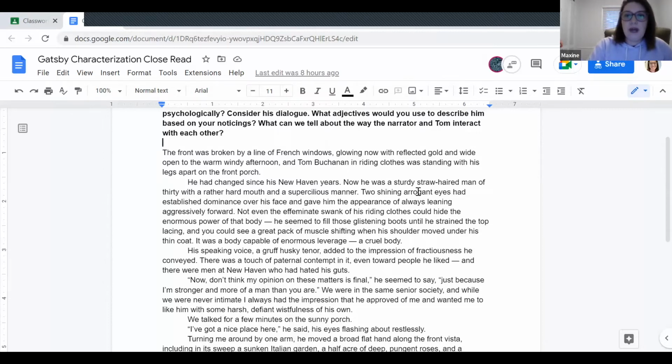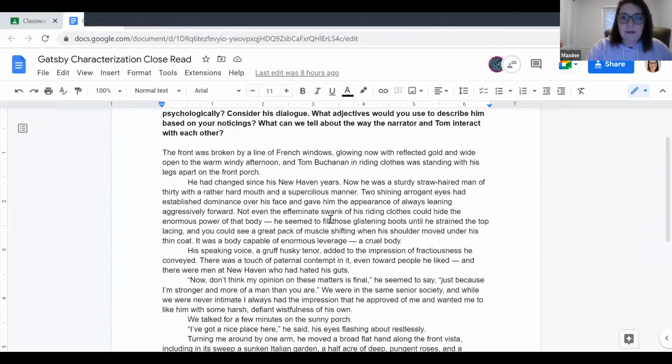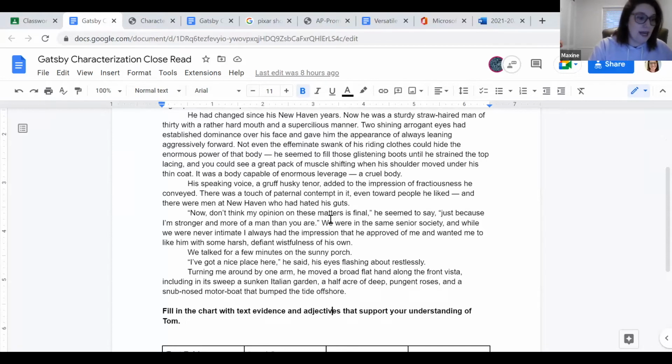Not even the effeminate swank of his writing clothes could hide the enormous power of that body. So kind of like what you described, where you were saying he's pretty masculine. It talks about how he is dominant, proud, not easily intimidated. It says he seemed to fill those glistening boots until he strained the top lacing, and you could see a great pack of muscle shifting when his shoulders moved under his thin coat. It was a body capable of enormous leverage, a cruel body. So I think you mentioned the fact that he is described as cruel, right?